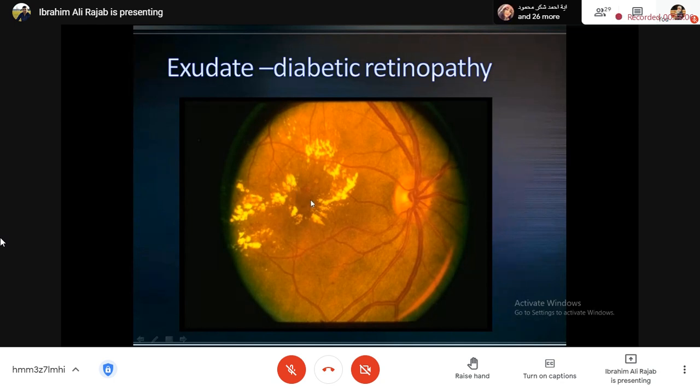It is not involved by the exudate, while the exudate surrounds the area of the fovea. These exudates are a constituent of the blood. It is lipoprotein, which is leaked from the abnormal blood vessels, because diabetic patients have abnormal blood vessels which may be leaky, and they may leak lipoprotein which accumulates inside the retina, causing what is called exudates. So these are exudates in diabetic retinopathy.